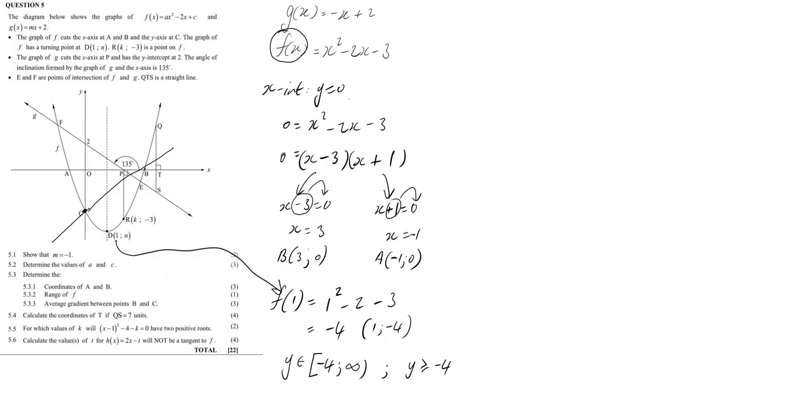Coordinate C is the y value of the y-intercept. Okay, so let's go and say y-intercept of f. In order to find the y-intercept, x must be 0. All right, so f of 0 is equal to 0 squared minus 2 times 0 minus 3. So that coordinate is 0 and minus 3. This is the coordinate for C. So now I've got the coordinate for B, the coordinate for C. I'm going to go find the gradient of BC. So this is my average gradient, okay?